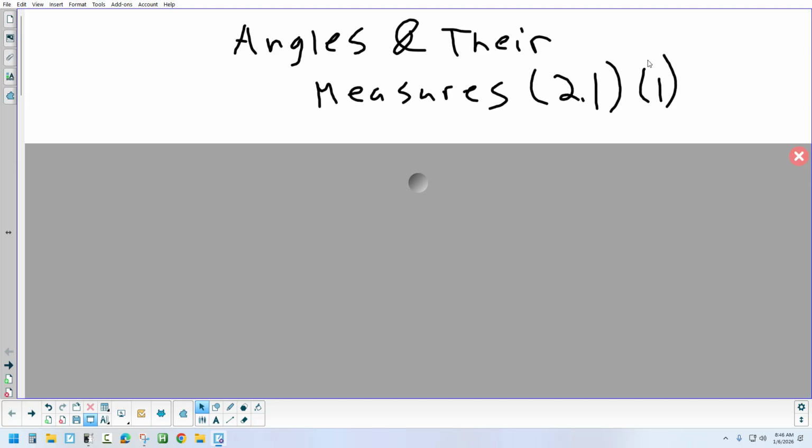Does anybody know one type of unit that you can use to measure an angle? Degree, yep, so you can use degrees. And there's another unit, which we're going to look at today.